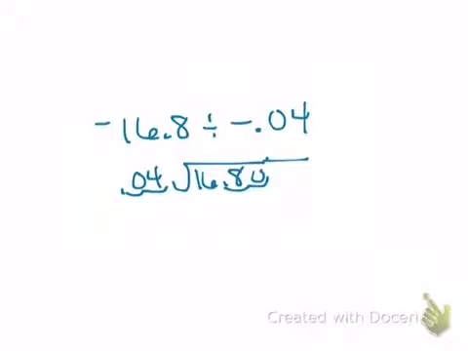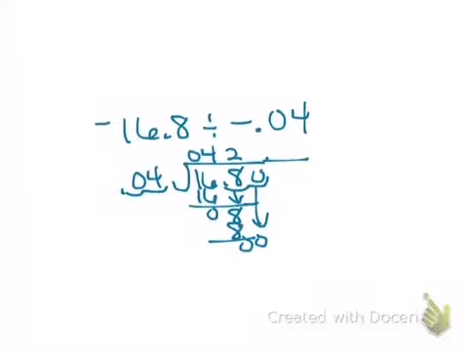How many 4s are in 1? There are none. How many 4s are in 16? There are 4. 4 times 4 is 16. So when you subtract, you get 0. Bring down the next number, and it's 8. How many 4s are in 8? There are 2. So 2 times 4 is 8.